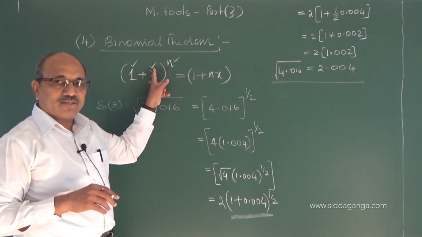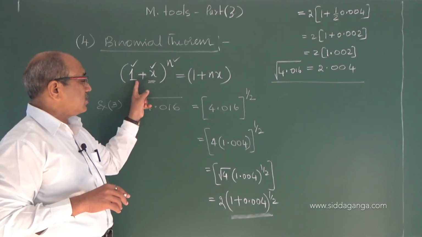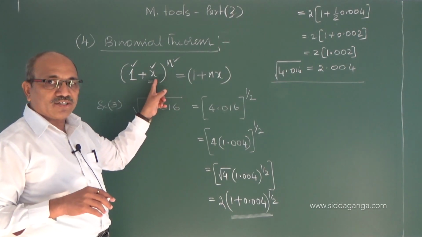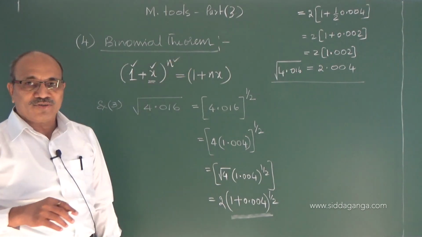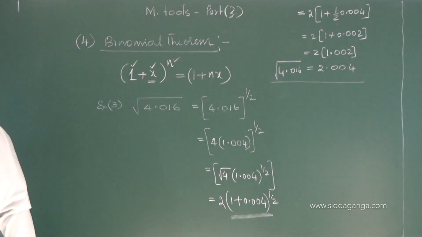So please remember, if you want to apply this binomial expression, first you have to bring it in the form of 1 plus x, where the first number must be 1 and the second must be a fraction to the power n, anything it may be, not only half. So for that also I will take an example.